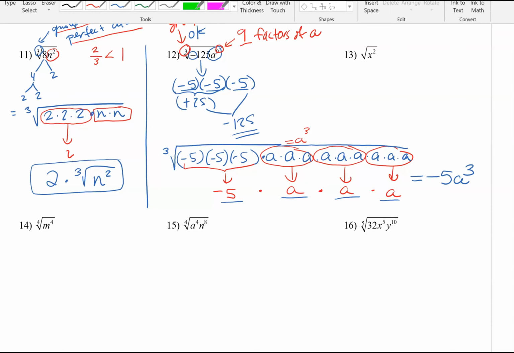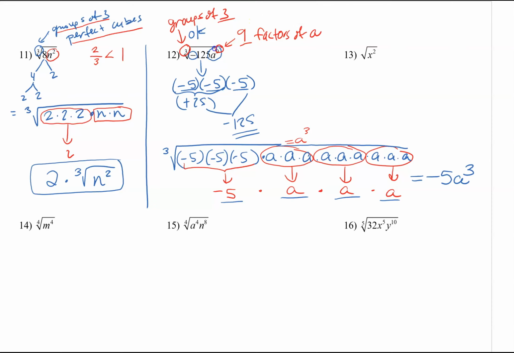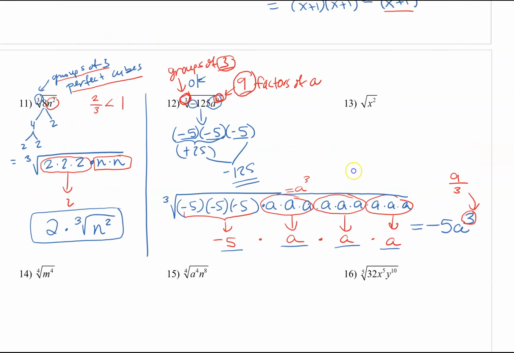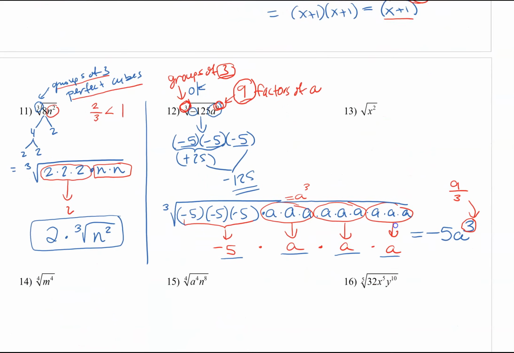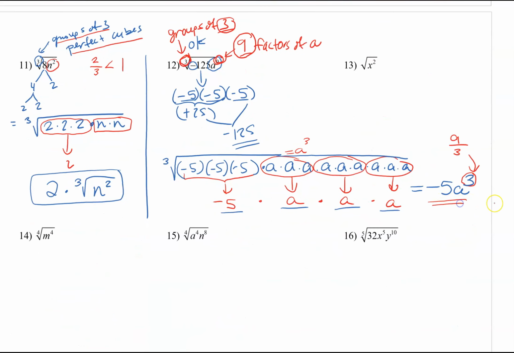So again, I can see that if you take the power on the inside, which was 9, divide it by the index, which was 3, so that would have been 9 divided by 3, that'll give you the final power on your variable after you simplify the radical. That's how you can simplify the radical. It's just power divided by index, just like we saw up here in number 10. Divide the power by the index, and that'll give you your final power of your variable after you reduce the radical. So my final answer was negative 5 times a to the third.